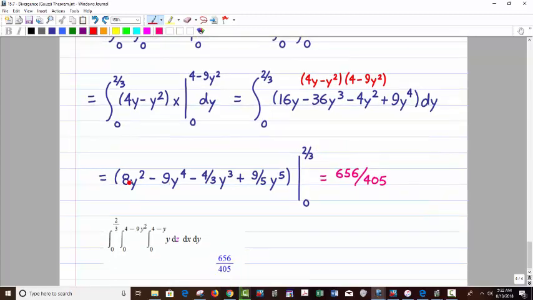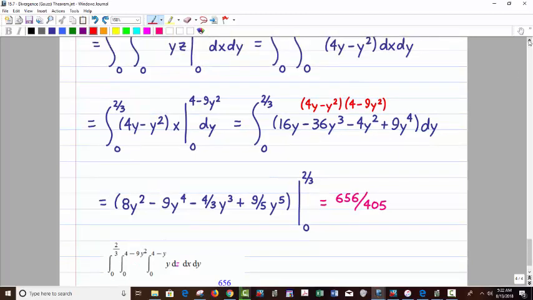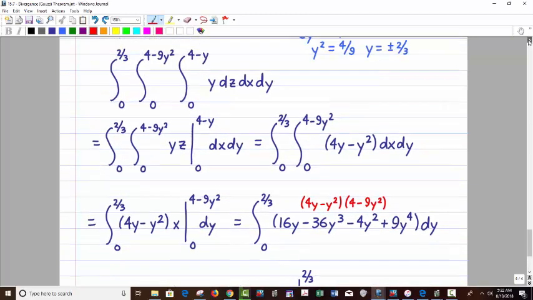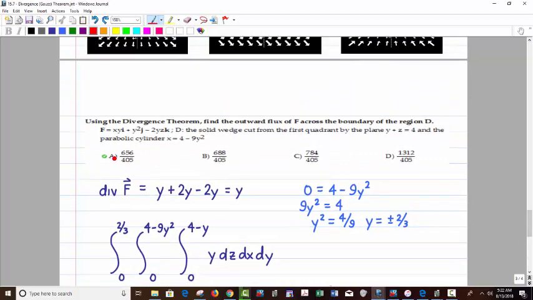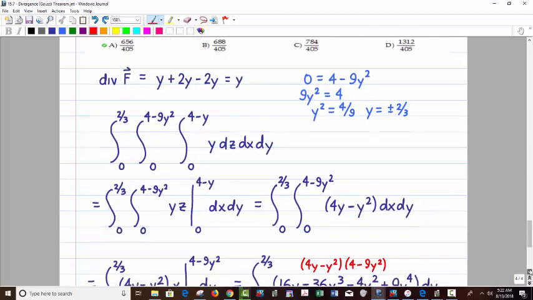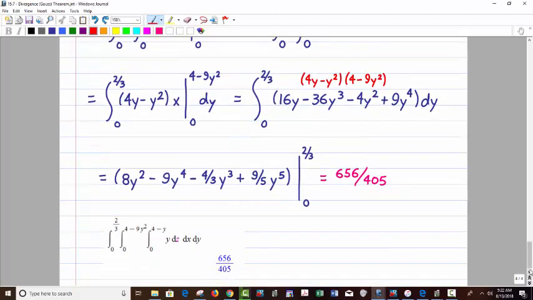Plug in 2/3 everywhere for y. I didn't show that, but obviously you'd use a calculator to do this. Got 656 over 405, and just for fun, I put that original integral in Maple to see if Maple agreed with it. Although I probably should have had an answer for this one, right? Yeah, there it is. 656 over 405. So, I guess I just didn't feel like trying the other ones in Maple. But we were matching all the answers, so it didn't matter.